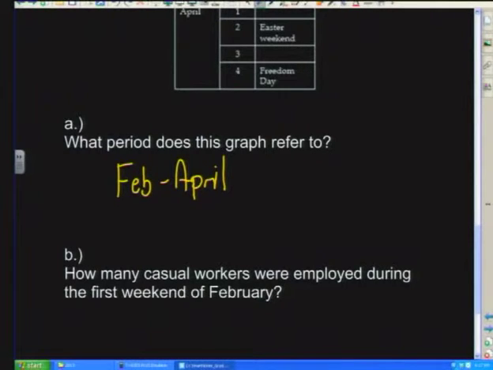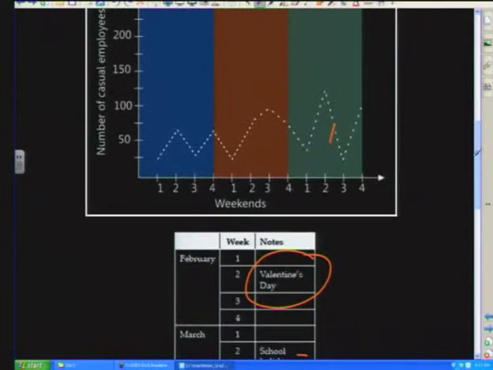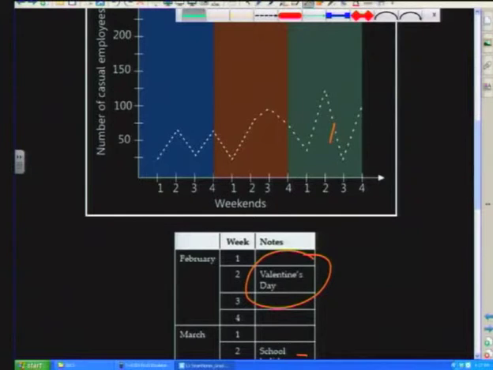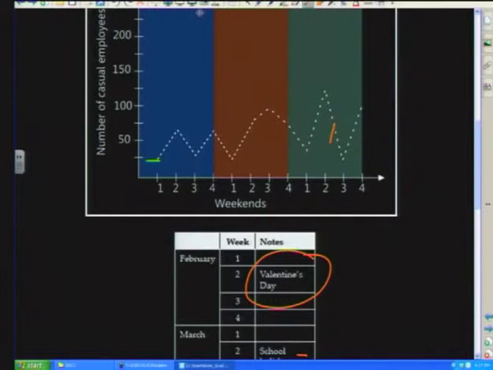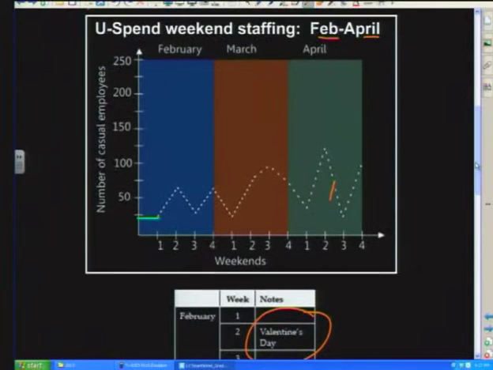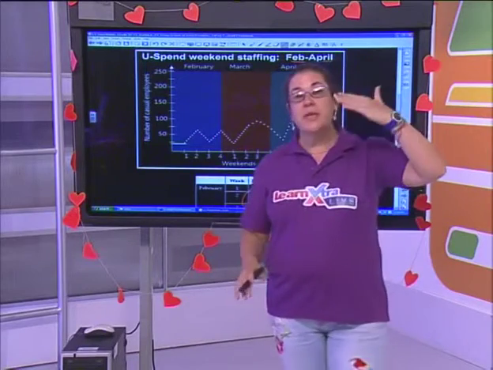How many casual workers were employed during the first weekend of February? So our first weekend of February, what we need to do is take a line and draw it from our graph to the axis to read how many casual workers that is. And now we need to interpret that. So if you look at my graph, I have 0 and then 50, and I've got a line in between. So that line in between is 25, because then it goes up 75, 100. This is just below that line.